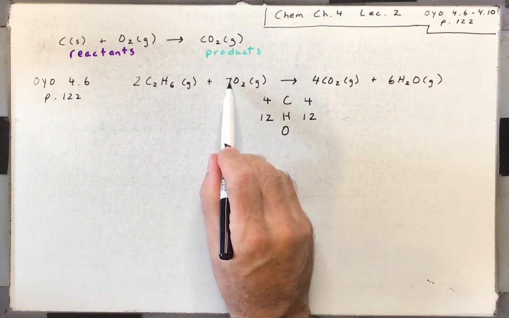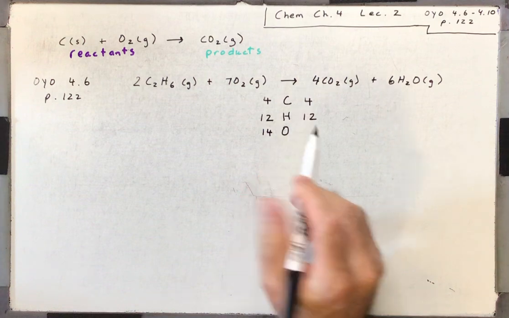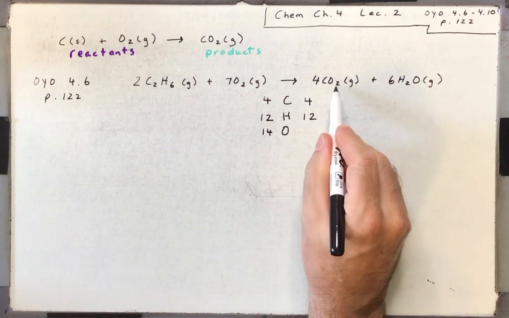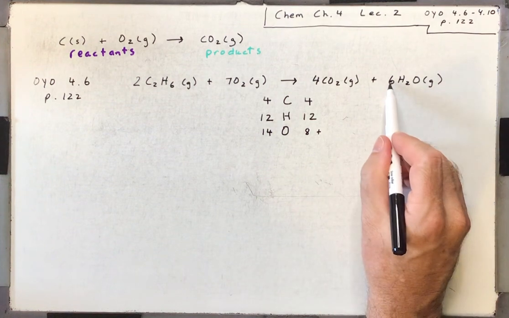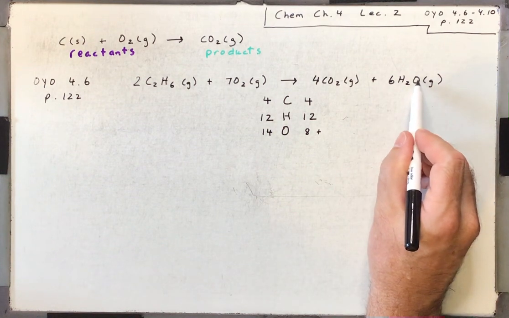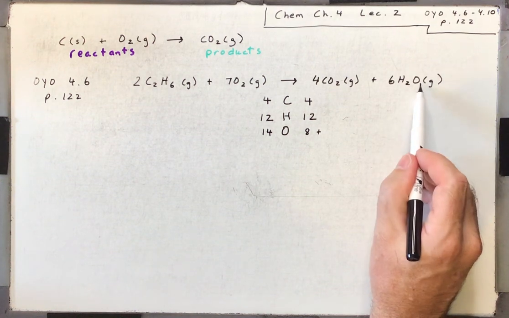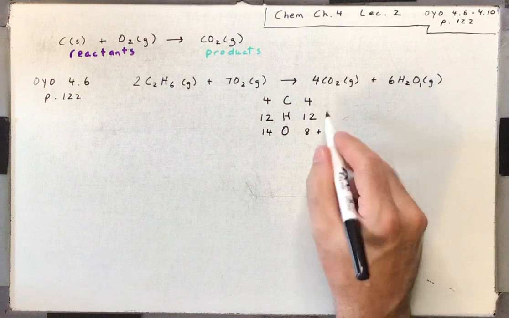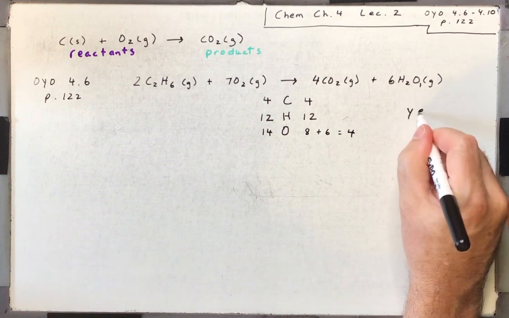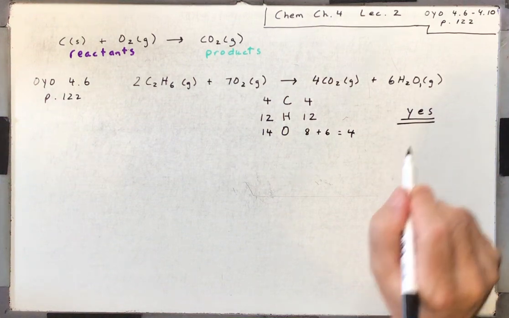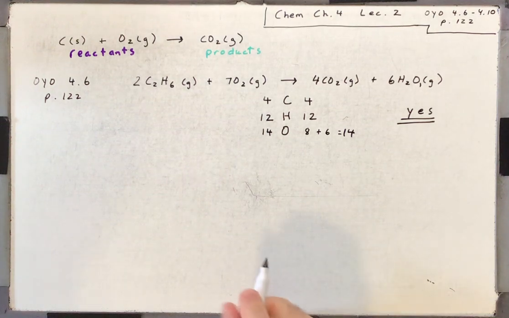Then oxygen on the left, we have a 7 times 2, which is 14. And on the right, I have 4 times 2, which is 8, plus I have oxygens in water, 6 times 1, right? There's nothing there, so that implies it's a 1. So 6 times 1 is 6, and that is 14. So the answer for 4.6 is yes, it is balanced. There you go, 14.